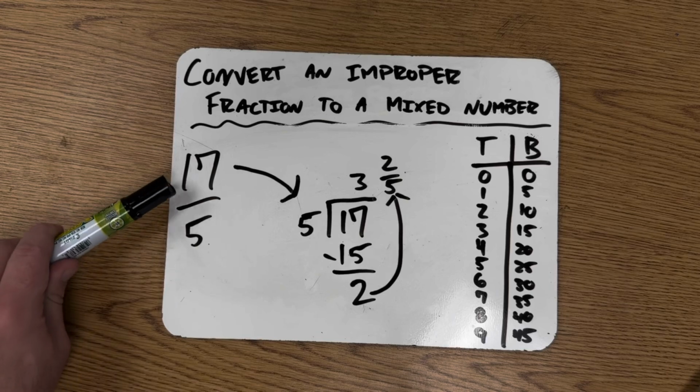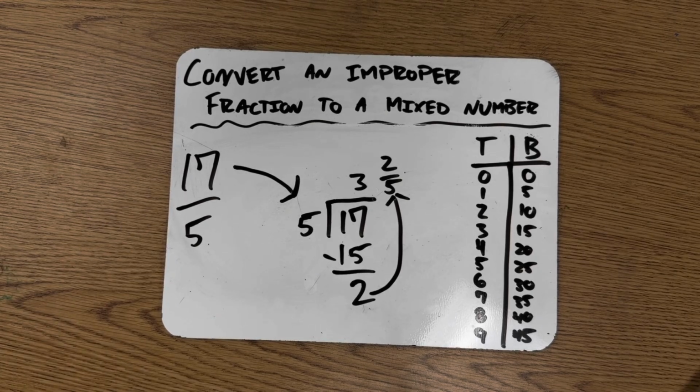Division works with larger numbers. It makes it easier when you have larger numbers. Decomposing, I find easier when you have smaller fractions. So yeah, anyway, that's it for converting an improper fraction to a mixed number.